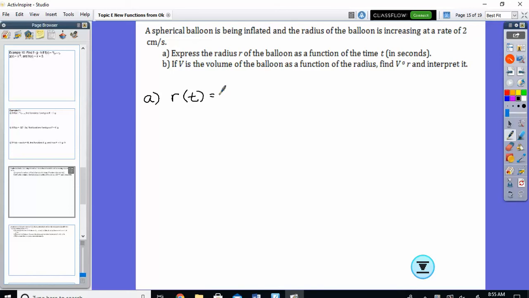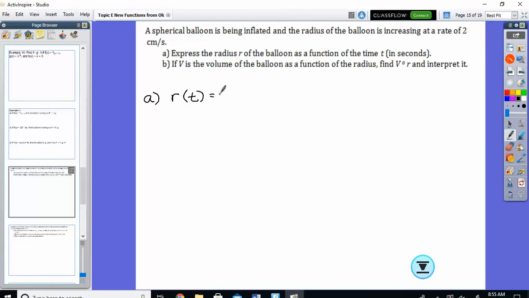Okay, can you tell me how I would find the radius at any given point in time? So it starts. That's the radius of the circle, but let's just think about it in this problem. It increases 2 centimeters every second. So at time 0, the radius is 0. After 1 second, the radius is 2. After 2 seconds, the radius is 4. After 3 seconds, the radius is 6.